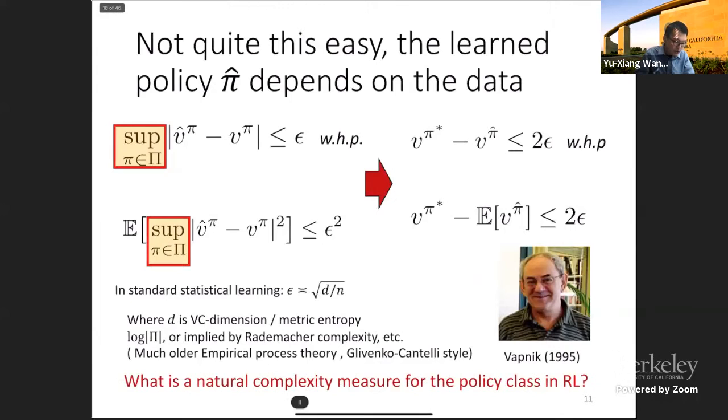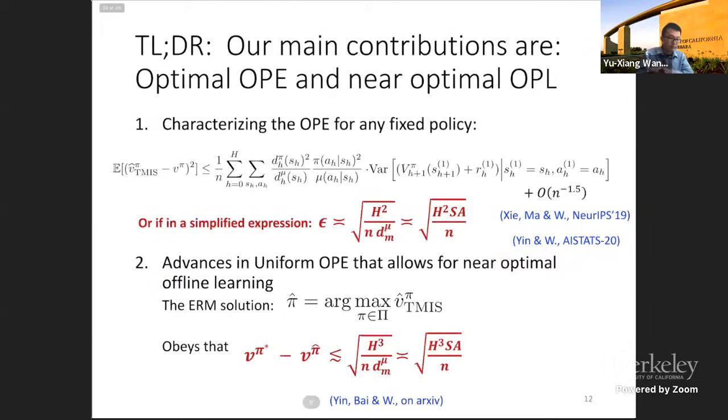That raises an interesting question. What is a natural complexity measure for the policy classes that are commonly used in reinforcement learning? So today I'm going to give some preliminary results on this problem in the standard tabular MDP setting.